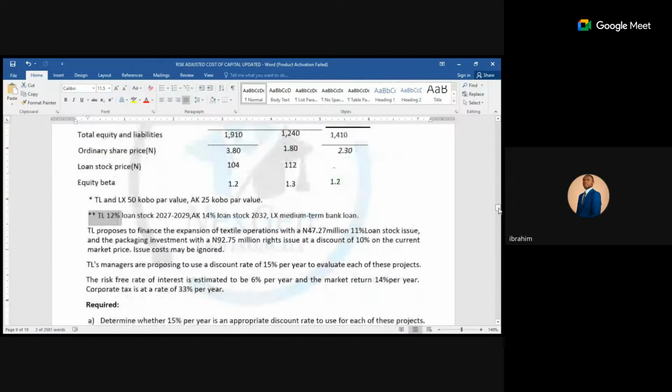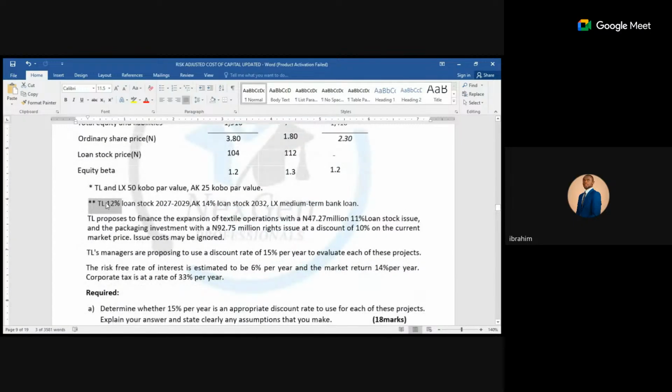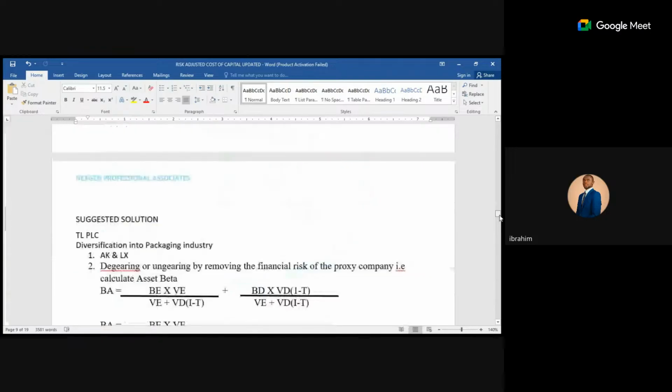Now, I'm seeing something here again. Now, the TL loan stock 2027 to 2029 is 12%, right? And we still have the TL proposed to finance the expansion of the textile to be 11%. Okay, that's fine. This will be for the textile, right? 11%. Yes, we'll use that one for textile. Okay, that makes sense. Let's move on.